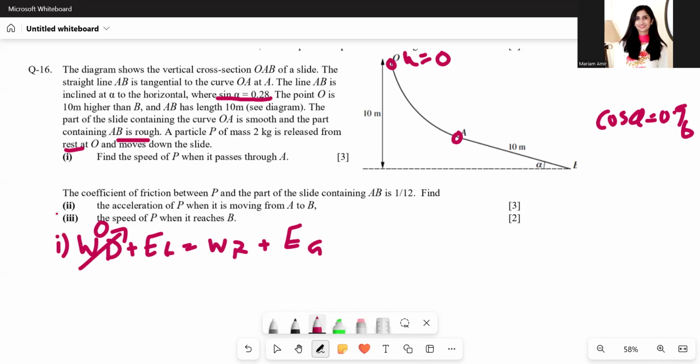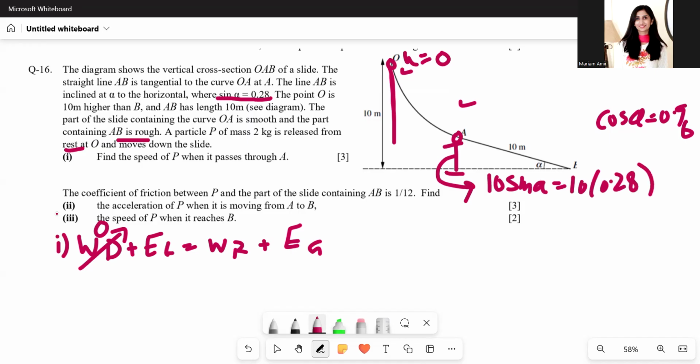Now loss in energy. As the particle comes from this point to this point, the potential energy decreases. The formula for potential energy is mgh, where h is the difference of height. So we need this height. How would we find this height? Let's find this height first and then subtract it from 10. This would be 10 sine alpha. So 10 times 0.28, which is 2.8. So the rest of the height would be 10 minus 2.8, which is 7.2.